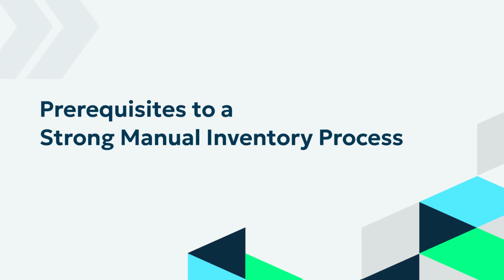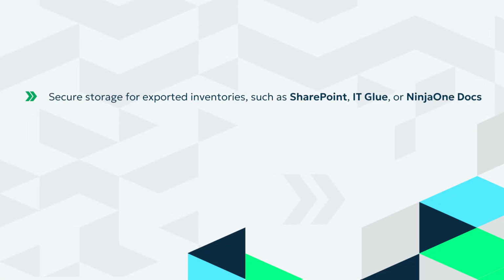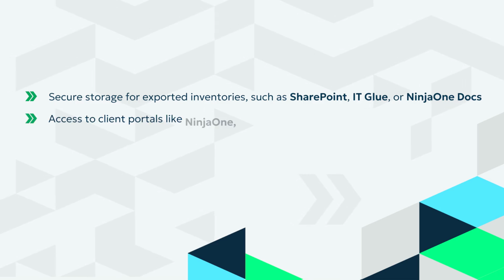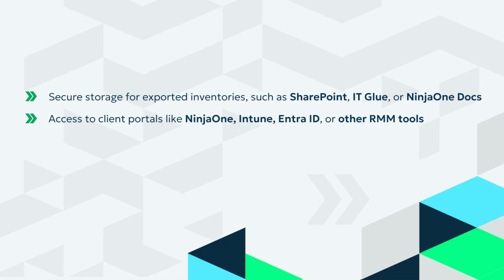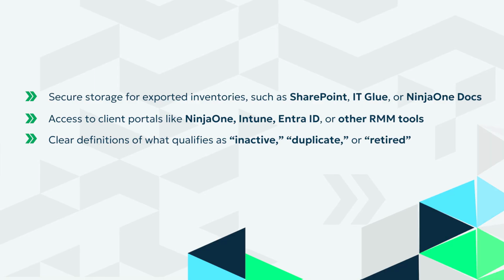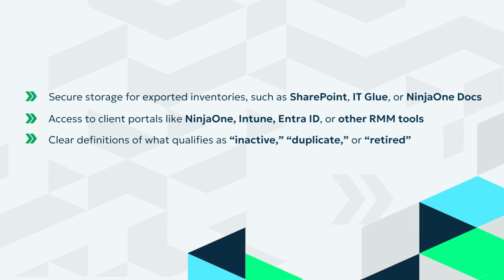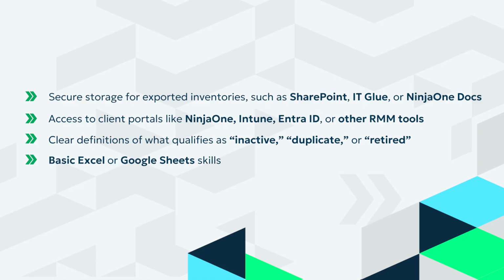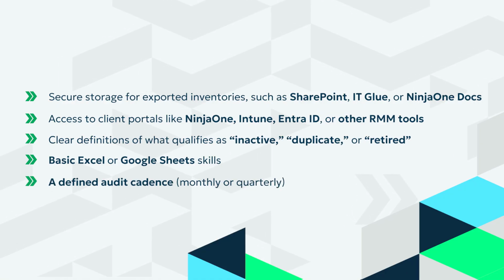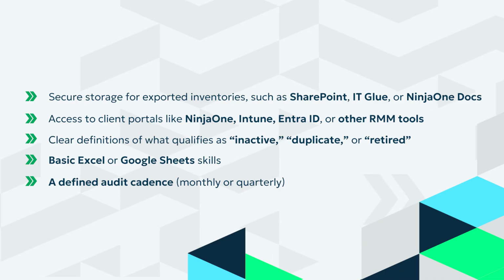Prerequisites to a strong manual inventory process. To run an effective manual device review, have the following ready. Secure storage for exported inventories, such as SharePoint, IT Glue, or NinjaOne Docs. Access to client portals like NinjaOne, Intune, IntraID, or other RMM tools. Clear definitions of what qualifies as inactive, duplicate, or retired. Basic Excel or Google Sheets skills. A defined audit cadence, monthly or quarterly. Exact prerequisites may vary depending on your tech stack and integrations.